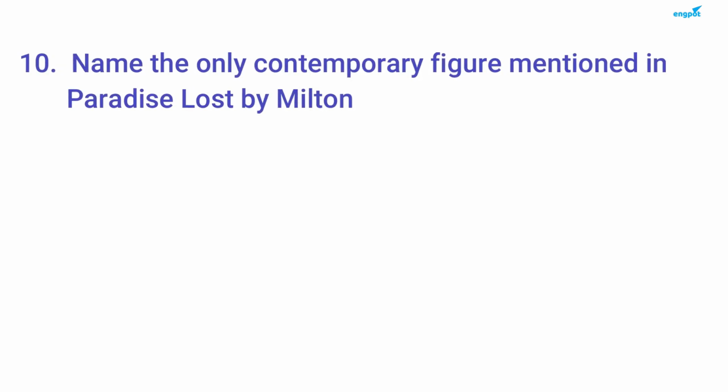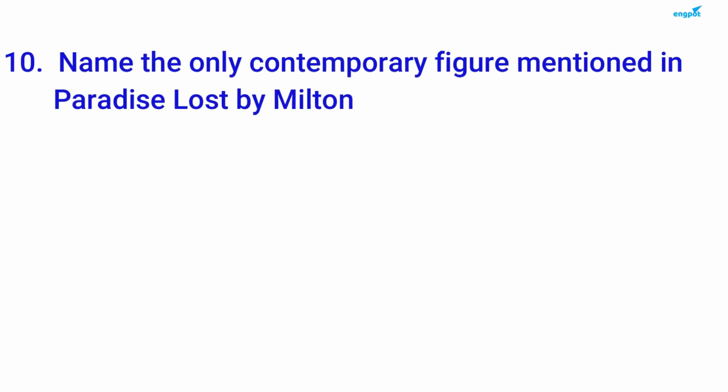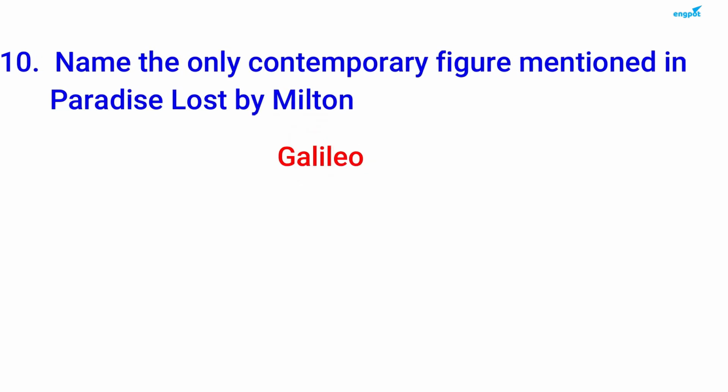Name the only contemporary figure mentioned in Paradise Lost by Milton. Galileo. Milton met Galileo during his tour to Italy, and this meeting left a deep impression on Milton. Paradise Lost is not just a poem about man and God, it was the first scientific epic and an example of scientific literature, and was heavily influenced by Galileo and the scientific revolution of the time.